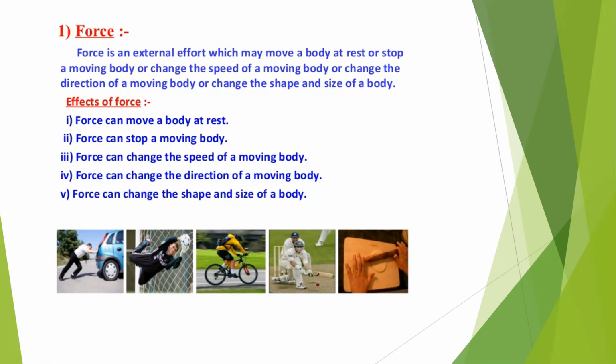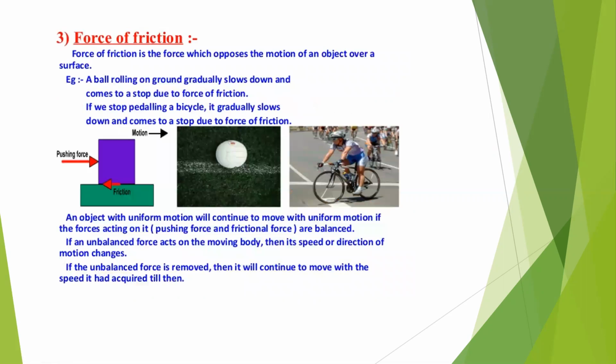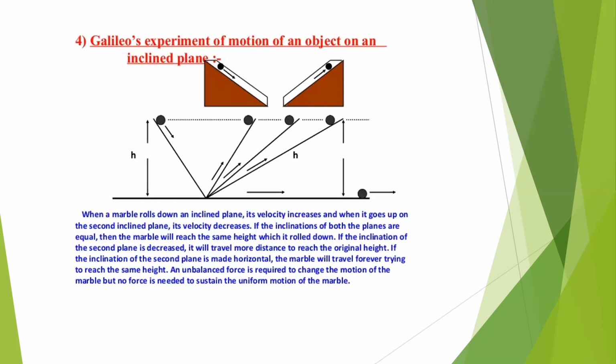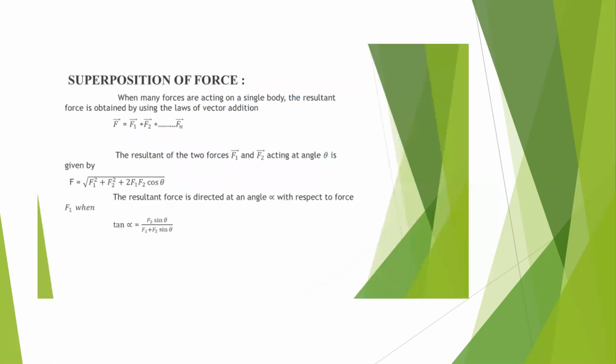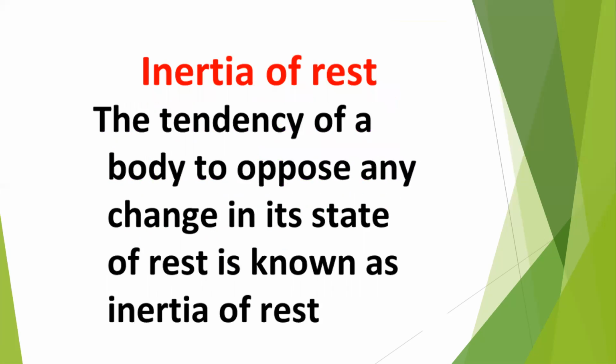What effects occur on a body due to the application of force? This we discussed. Types of forces we have seen. And after that, force of friction, Galileo's experiment, principle of superposition, and then inertia of the body. The main concept we discussed in the last class is inertia of the body. We have three types of inertia: inertia of rest, inertia of motion, and inertia of direction.